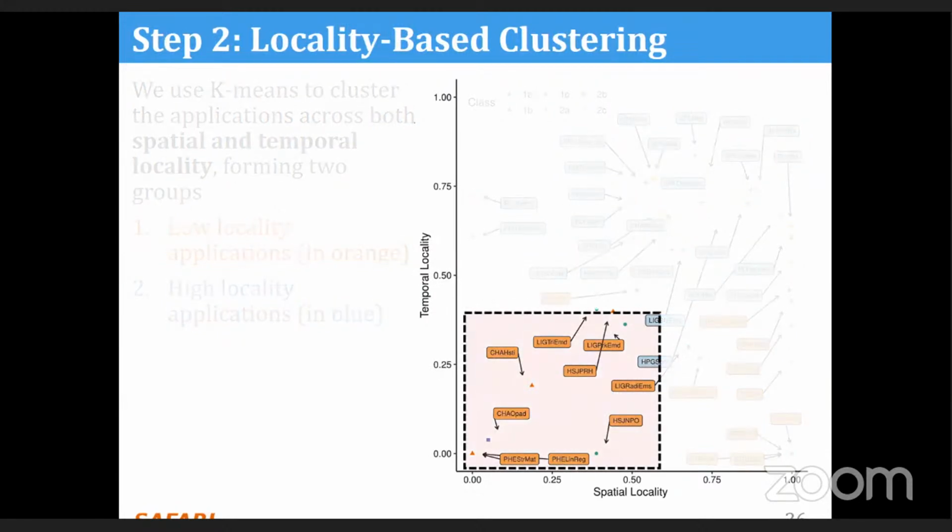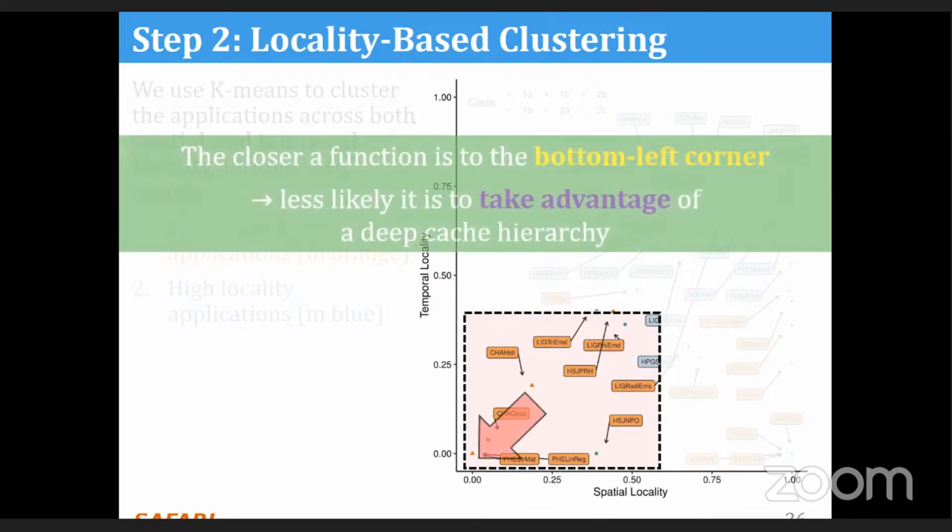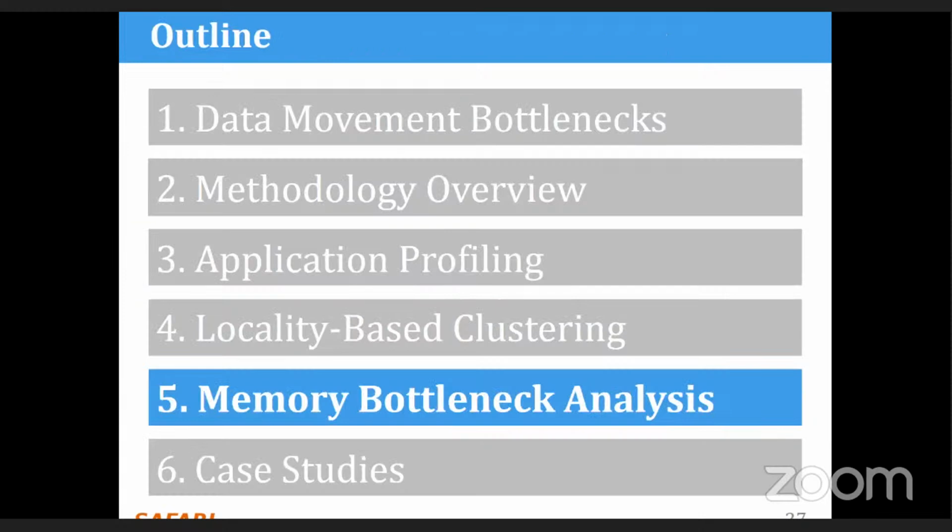In principle, we expect that those workloads that have lower locality, both spatial and temporal, more or less in this region, would be more amenable to processing in memory. And they are, because they are less likely to take advantage of a deep cache hierarchy. Why is that? Because they have lower spatial and temporal locality, so probably they won't benefit much from caches. Yeah, and that's the second step.